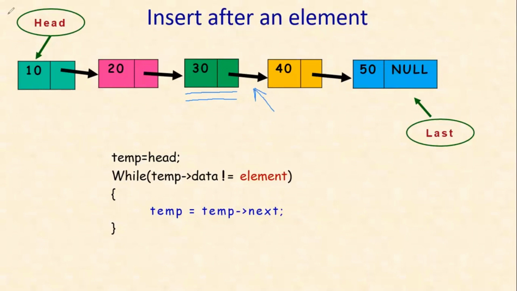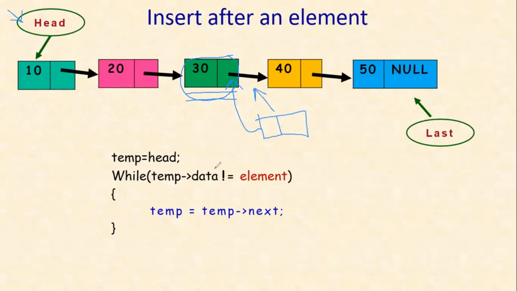I have to traverse from head first, because I want the address of this target node. Then only I can keep a new node after that, because this new node's address has to be stored in this position. So I want the address of this node. How could I get it? I can get it by traversing from head to the target value.